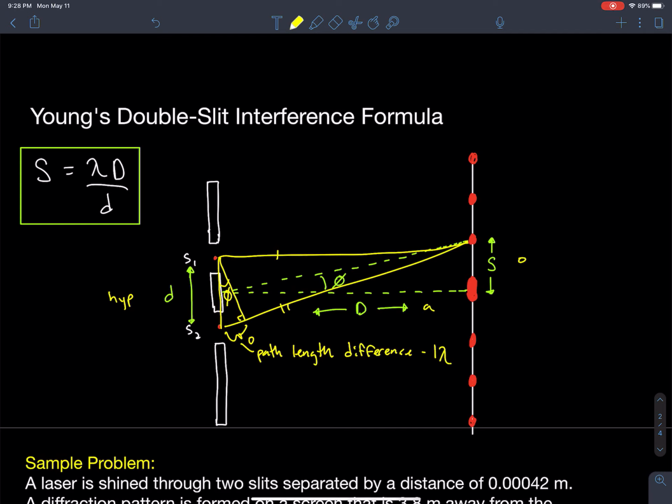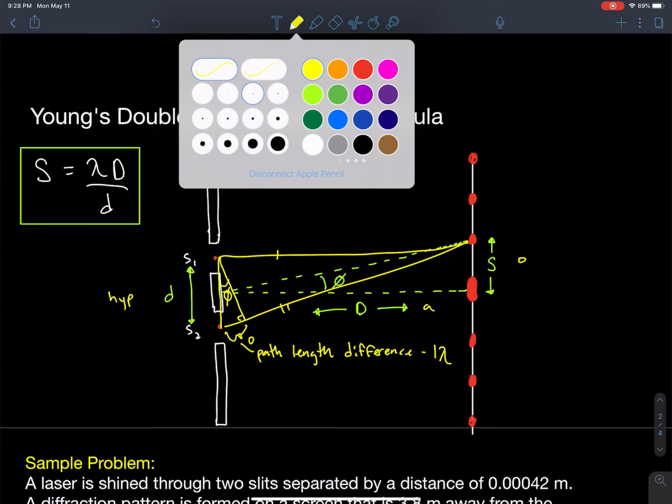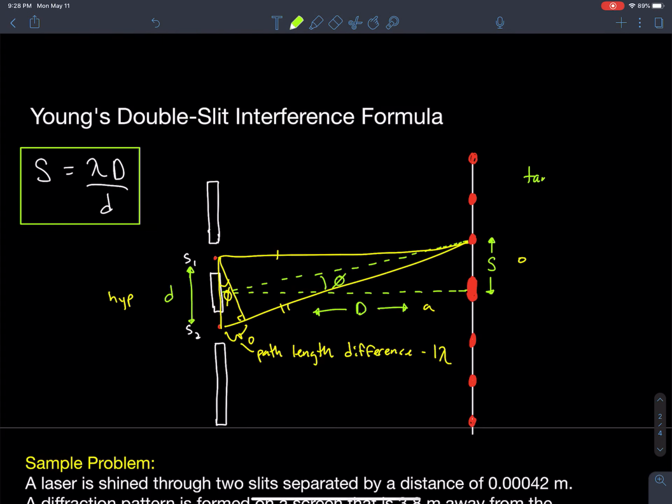Okay, so I'm just going to create some identities over here. Tan theta is equal to S over D. That's for this green triangle. And for the yellow triangle, I'm going to draw that over here. For my yellow triangle, sine theta is equal to lambda, the path length difference, divided by d, okay?